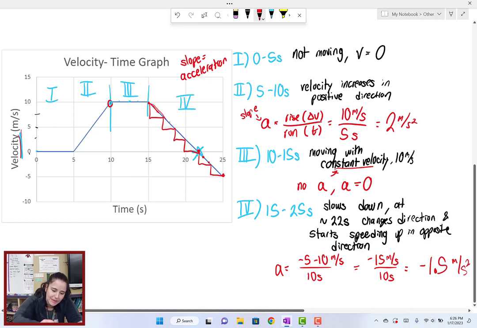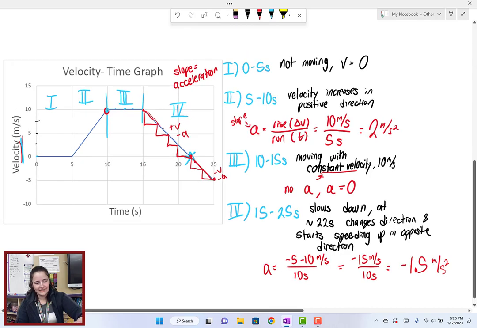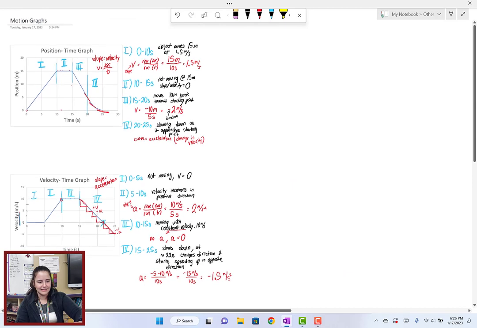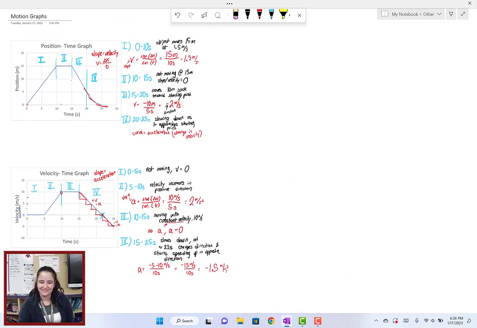But when the velocity is positive, if you have a positive velocity but a negative acceleration, you're going to be slowing down. Positive velocity, negative acceleration. Whereas here, you're going to be speeding up, because you have negative velocity and negative acceleration. And that's how we analyze motion graphs.